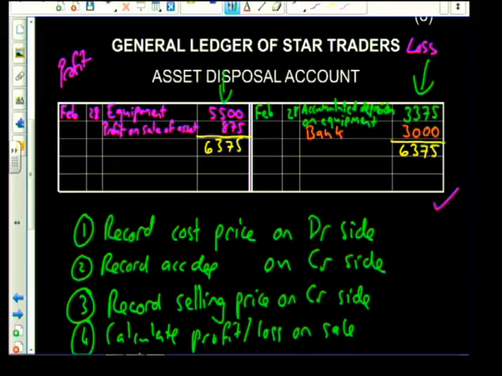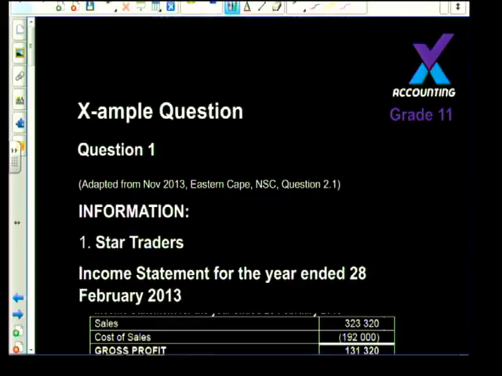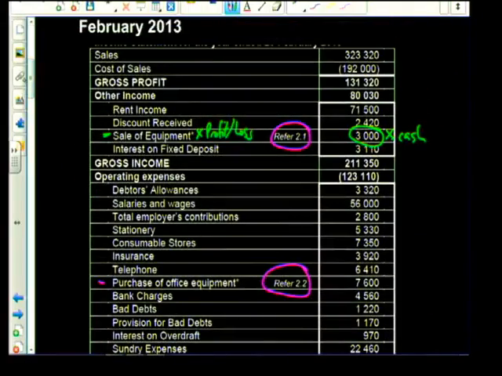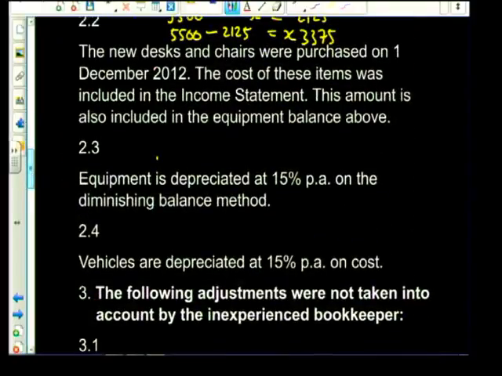But just remember that we've calculated a profit on the sale of assets of 875 so that we don't forget it. We're going to come back to it later when we do the income statement. I'm going to go back over here to where I had the information, and instead of the sale of equipment, this should have been the profit and loss of 875. It was a profit on the sale of equipment. I'm just going to record it here so that we can remember that when we do our income statement, we're going to record a profit on the sale of 875 here instead of the 3,000 Rand cash that the inexperienced bookkeeper mistakenly recorded.